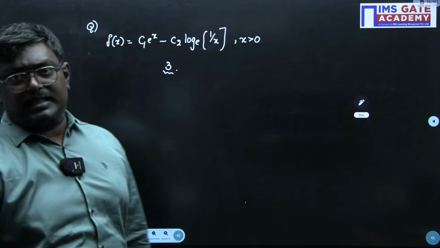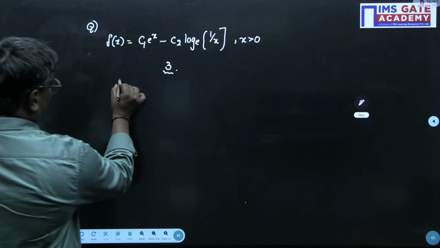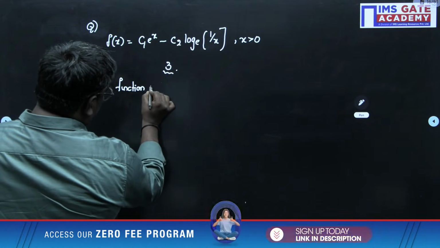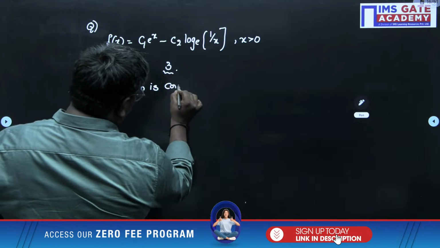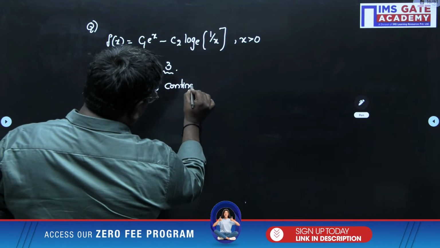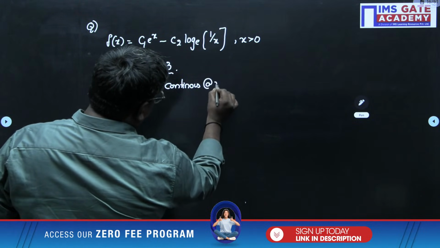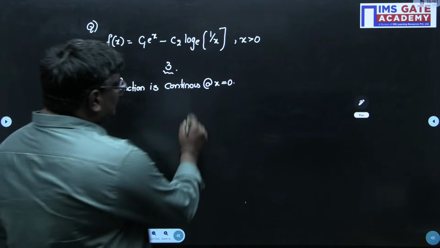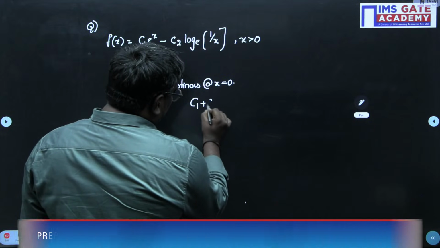Now, the function is continuous, given as the function is continuous at x is equal to 0. They are asking what is the value of c1 plus c2.